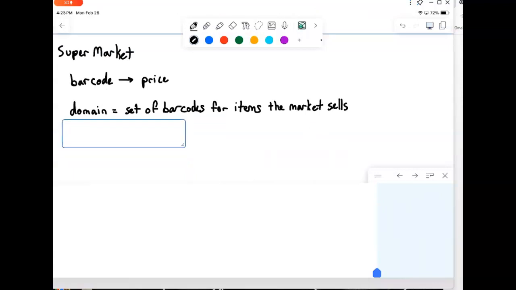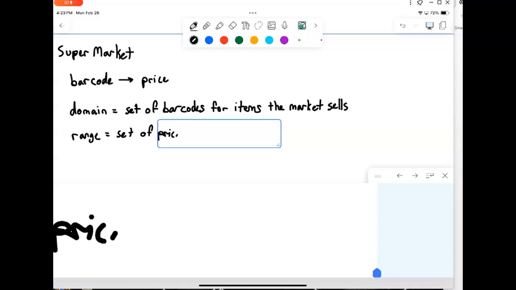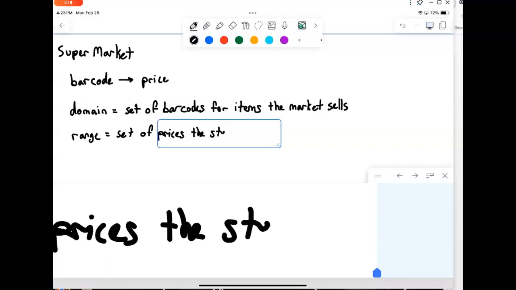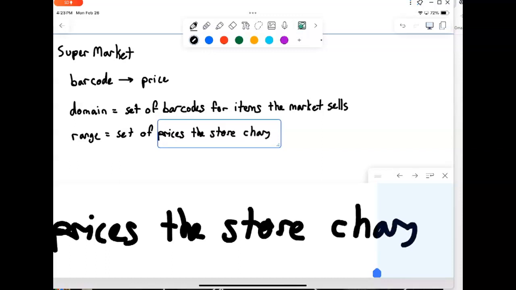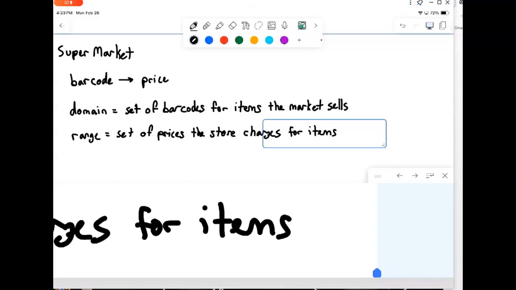Okay. And in this case, the range, well, once it scans a barcode, it's going to spit out a price. So the range here would be the set of prices the store charges for items. And so every different price that the supermarket charges for something would be a part of the range.